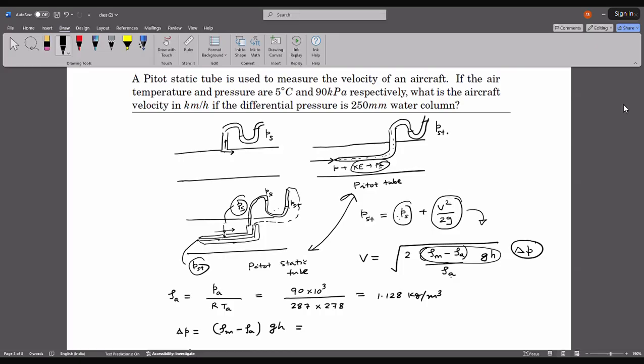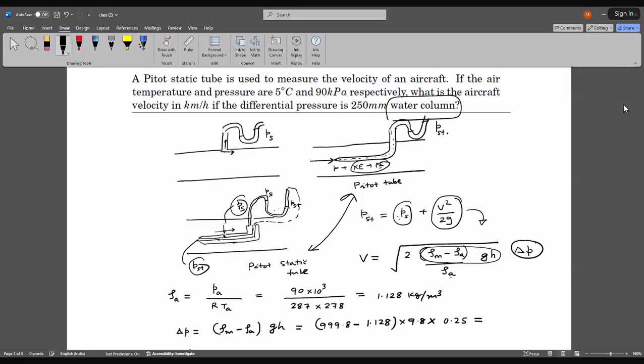So we are saying that it's okay if the air temperature is what is given. It says that the manometer liquid is water, so we take the density of water, which is 999.8, minus the density of air, which is 1.128, into 9.81. The differential pressure height is 250 millimeter, that is 0.25 meter.